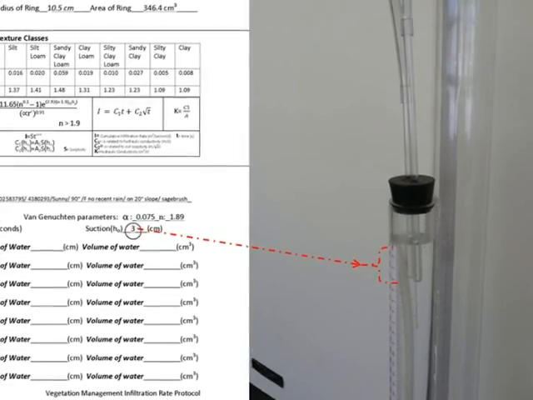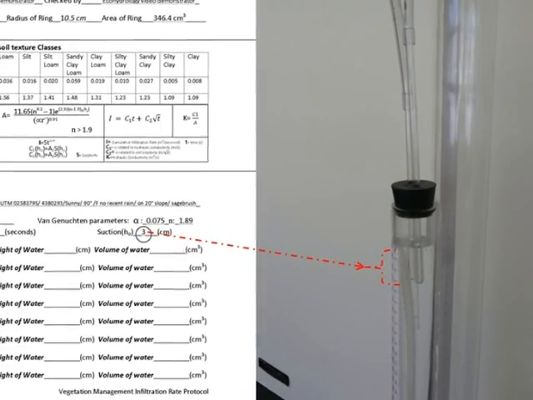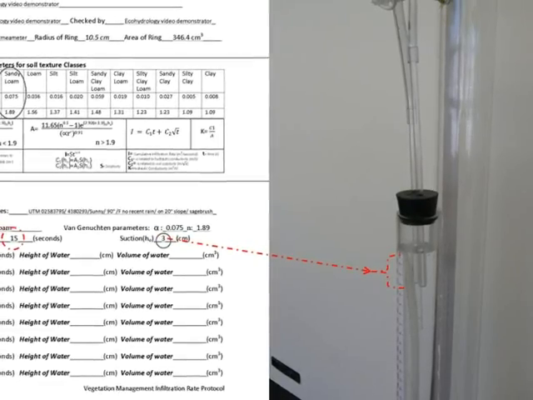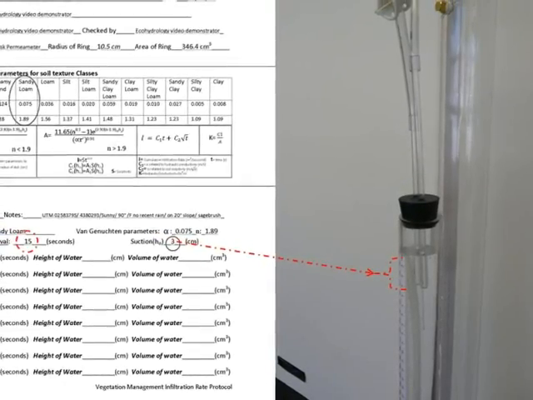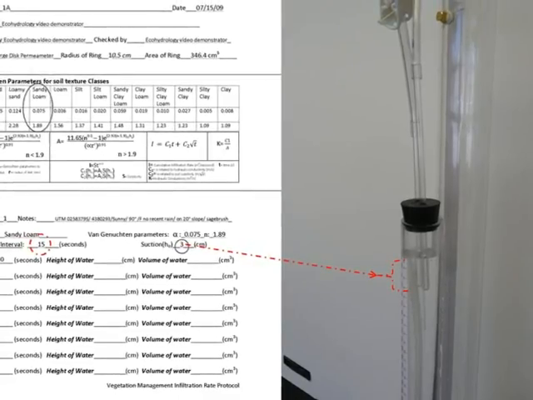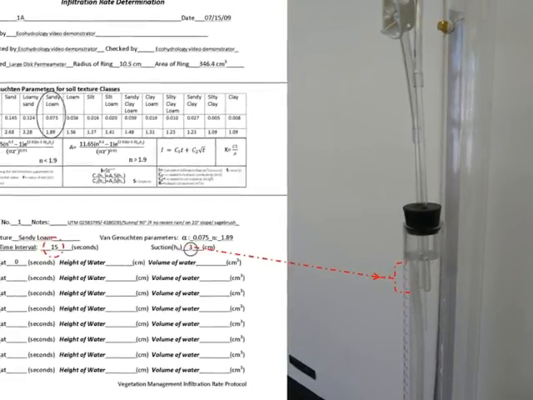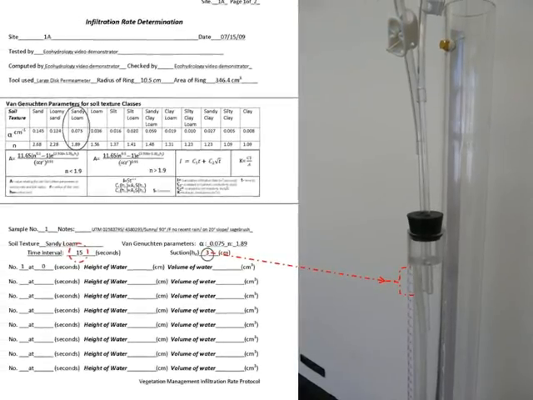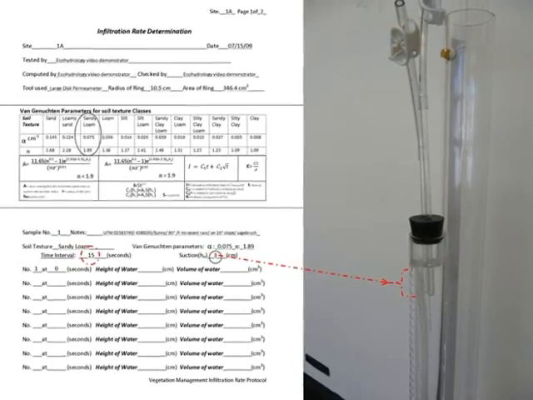If the water level leaves the storage tube at a quick rate without arriving at steady state, then increase the suction. If the water level slowly leaves the storage tube without significant changes seen in the change of volume of water between time intervals, then the suction should be reduced.